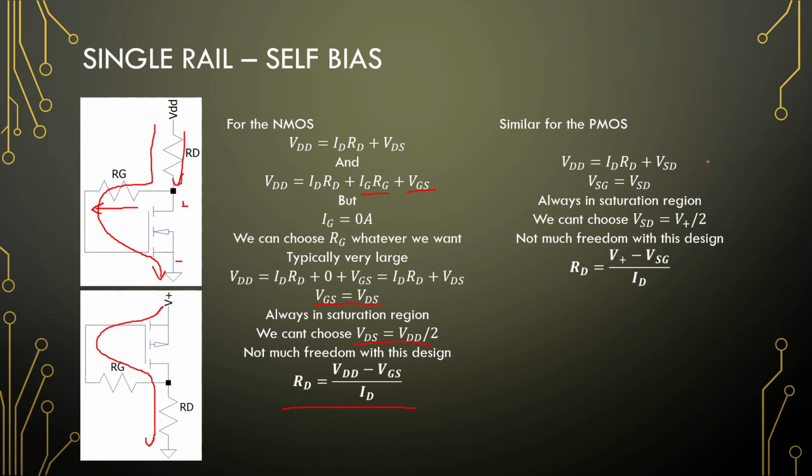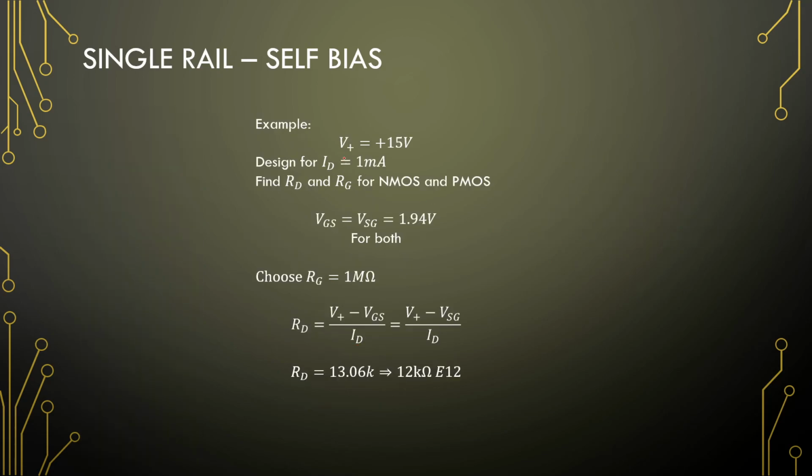We have a similar setup for the PMOS. It yields exactly the same equations. So if we were to design with a 15 volt rail for 1 milliampere, having VGS and VSG of 1.94 volts, we can choose our gate resistor at 1 mega ohm. And if we calculate our RD value, it will be 13.6 kilo ohms, or the closest E12 is 12 kilo ohms.